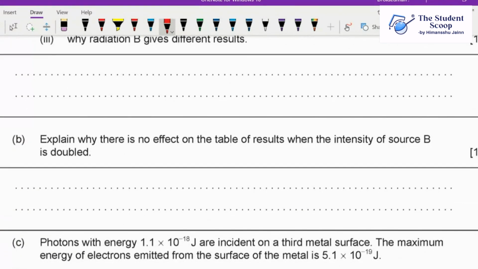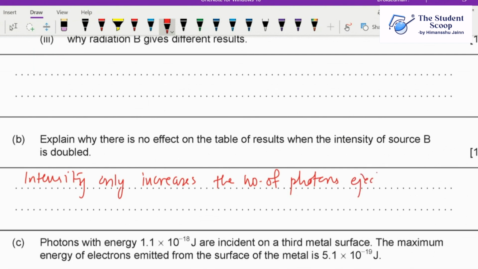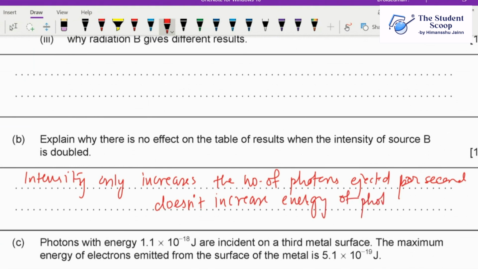Explain why there is no effect of doubling the intensity. Because when we increase the intensity, it only increases the number of electrons or photons ejected per second. Okay, and it does not increase the energy of a photon. It doesn't increase the energy of the photon. Each individual photon's energy doesn't increase.